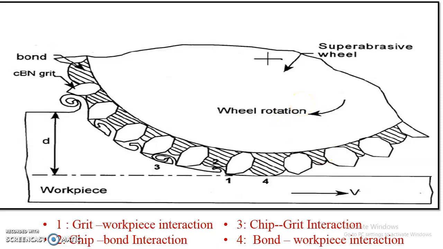And because of this interaction itself, the workpiece material is removed. A very small amount of particles can be removed from the workpiece with the help of this grinding wheel rotation. The workpiece is fed against this rotation of the grinding wheel, and then removal of material takes place.